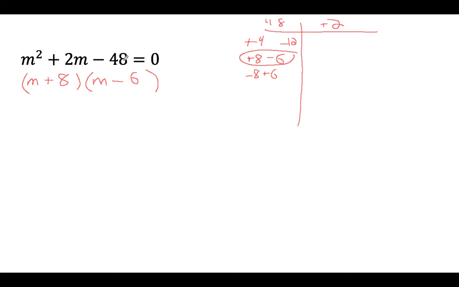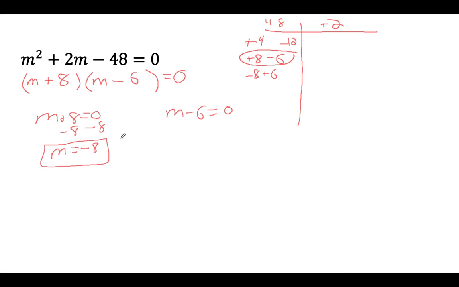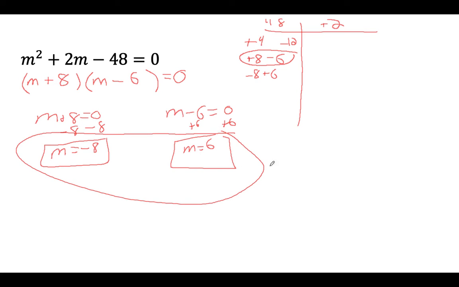So we just factored this guy, and that equals 0. So now we're going to use the zero product rule. We're going to set each factor equal to 0. And then you solve. So subtract 8 from both sides. M equals negative 8. Add 6 to both sides. M equals 6. And there you have it.